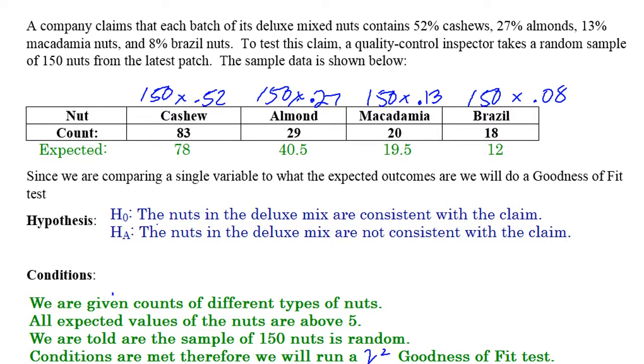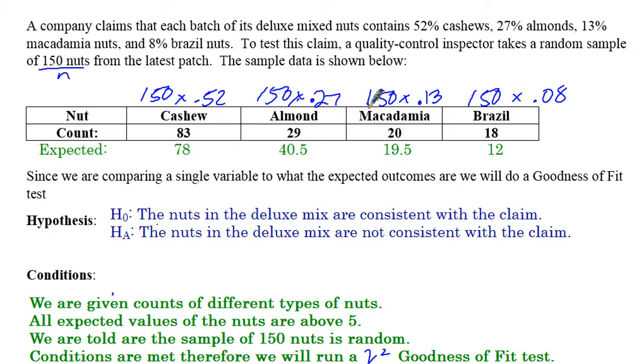Etc. So the idea here is that we're given counted data, but we need to figure out, well, what is the expected data? What do we expect to happen? If the claim truly is happening, what we do is we take the sample size, so this 150 is our n, and if 52% of the sample truly is cashews, then we would expect 150 times 0.52. We would expect there to be 78 cashews.